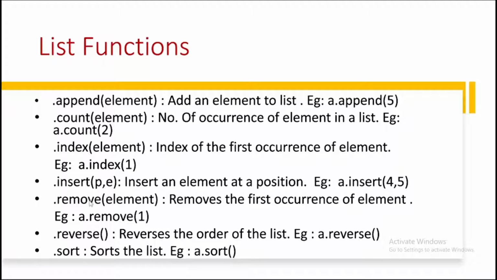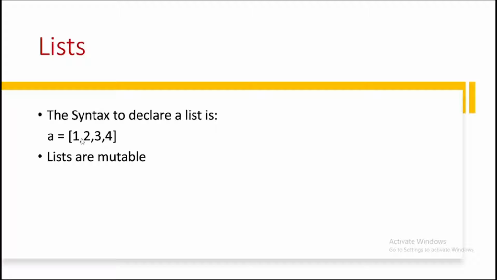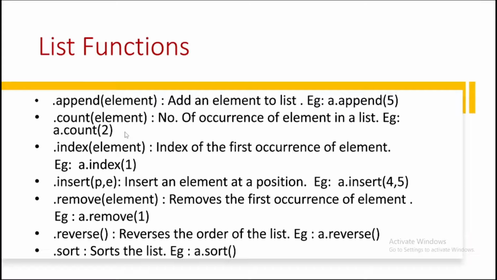Then we'll learn about dot remove. Here it is used to remove the element at the first occurrence. So you can see a dot remove 1. Here it removes 1 and it only becomes 2, 3, 4, and therefore, even if you have another one after 4, that will not get removed.